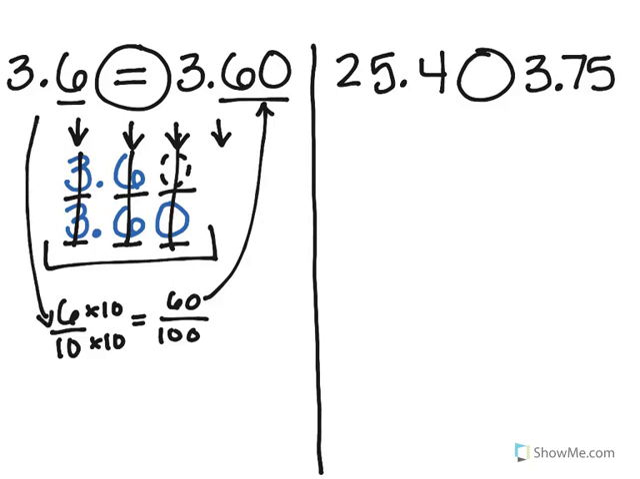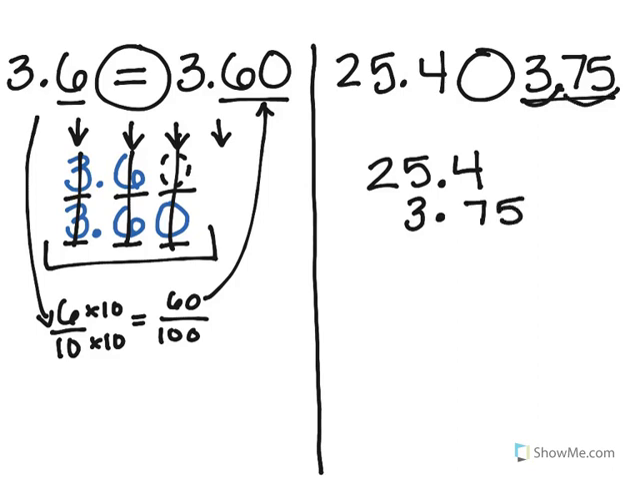Pretty cool. Okay, last one. We're going to put these together. So I have 25 and 4 tenths. Now this has 3 digits, but I need to line them up by the decimal point. So I put my decimal point here. On the left is a 3. On the right is a 75. So I'm going to compare them.